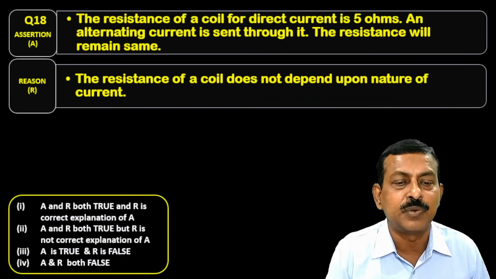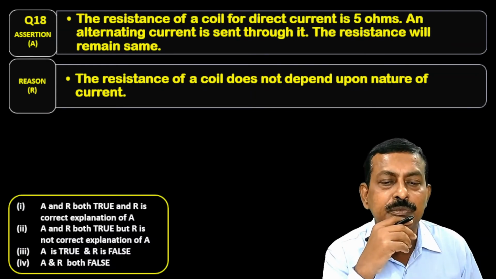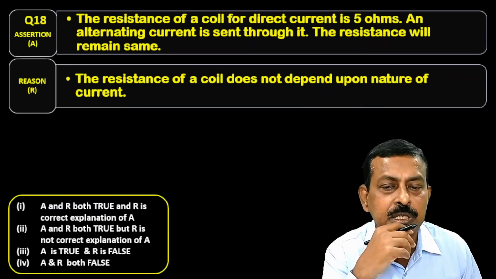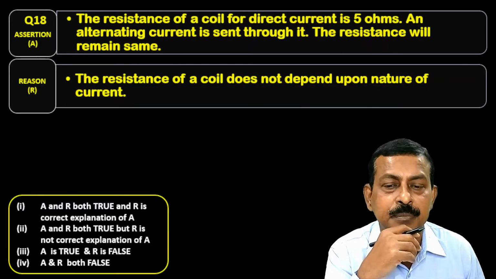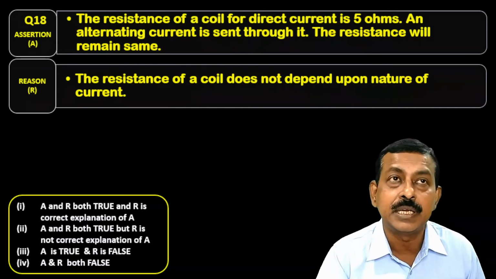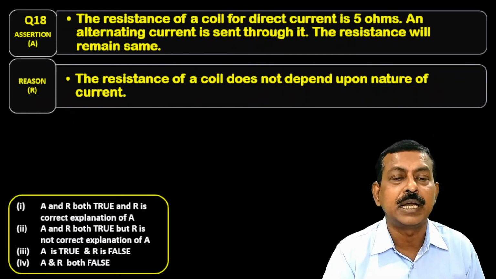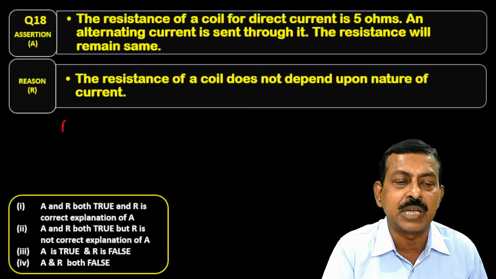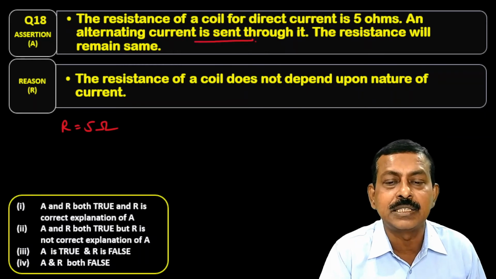Let's take the next one. The resistance of a coil for direct current is 5 ohm. An alternating current is sent through it. The resistance will remain same. Now here, if you consider that resistance is 5 ohm for the direct current, that means the R value is 5 ohm. And alternating current is sent through it.